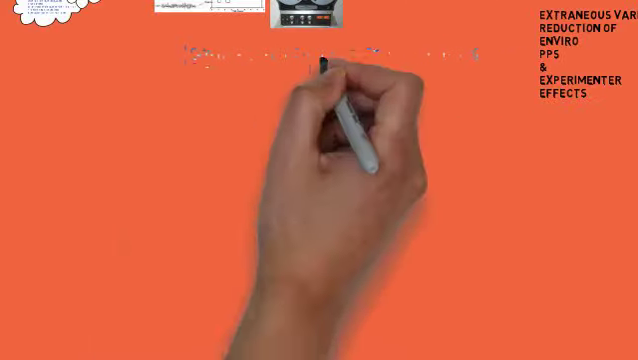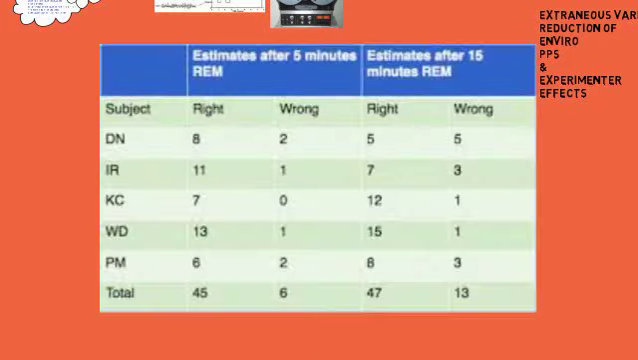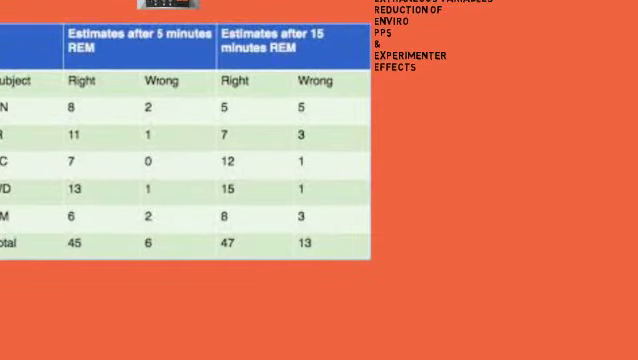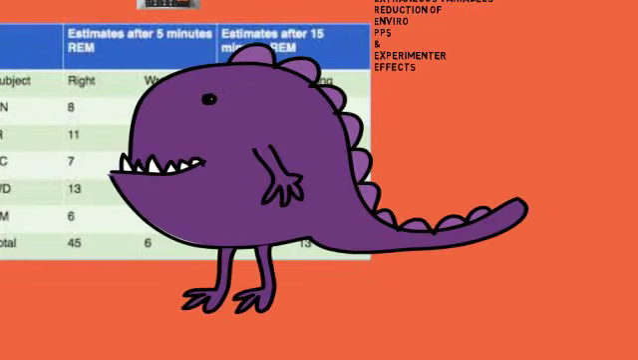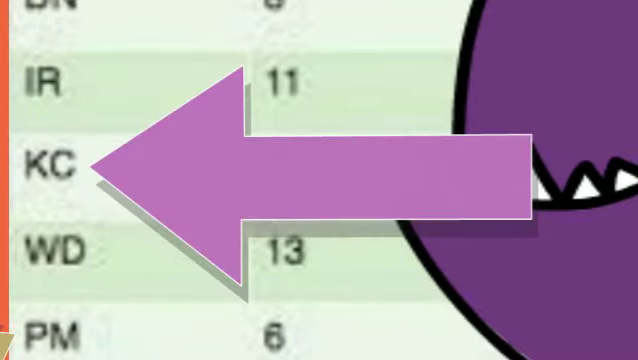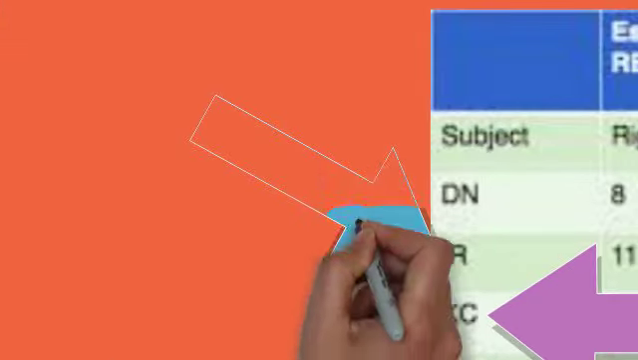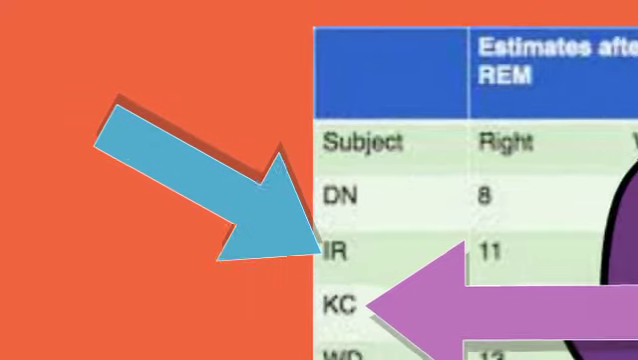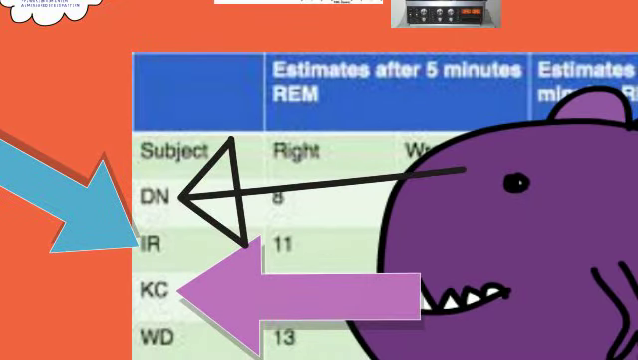2 subjects, whose initials will mean more to you when we get to the results, PM and KC, were woken according to a random numbers table to remove any likely pattern. 1 subject, IR, was woken at the whim of the experimenter, and 1 subject, DN, was woken during 3 REM periods and 3 non-REM periods. 1 subject, whose initials are WD, was told he would only be woken in REM sleep, but was actually woken in non-REM sleep periods as well.